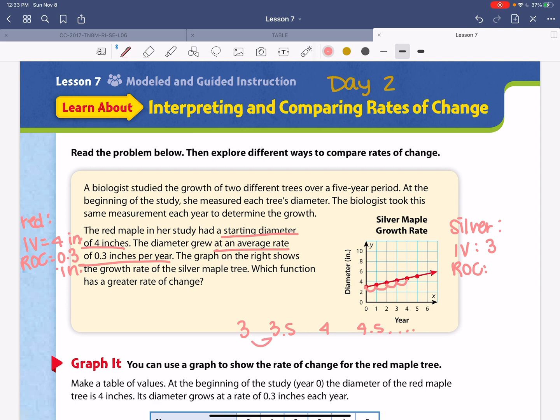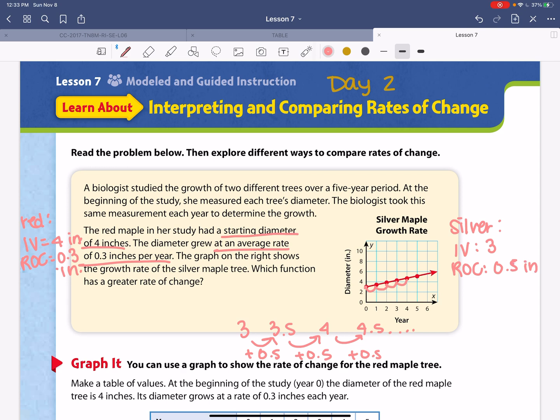So what's happening here is to get from 3 to 3.5, I add 0.5. And I'm going to continue with this same pattern each year. So our year-over-year change is 0.5 inches per year. So our rate of change for the silver is 0.5 inches.